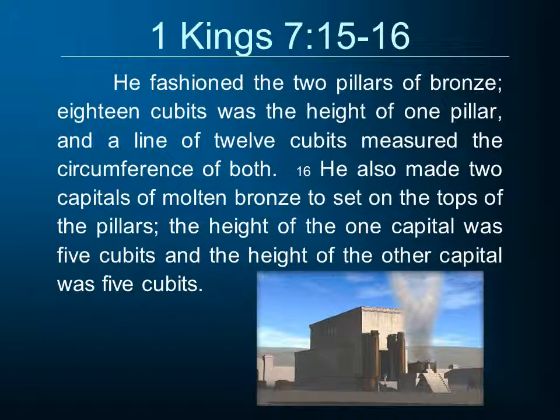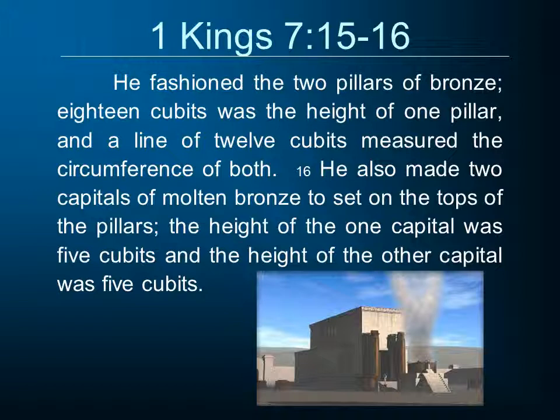He fashioned the 2 pillars of bronze. 18 cubits was the height of one pillar, and a line of 12 cubits measured the circumference of both. So 2 great bronze pillars, both very wide and very high. Verse 16, he also made 2 capitals of molten bronze to set on the tops of the pillars. The height of the one capital was 5 cubits. The height of the other capital was 5 cubits.